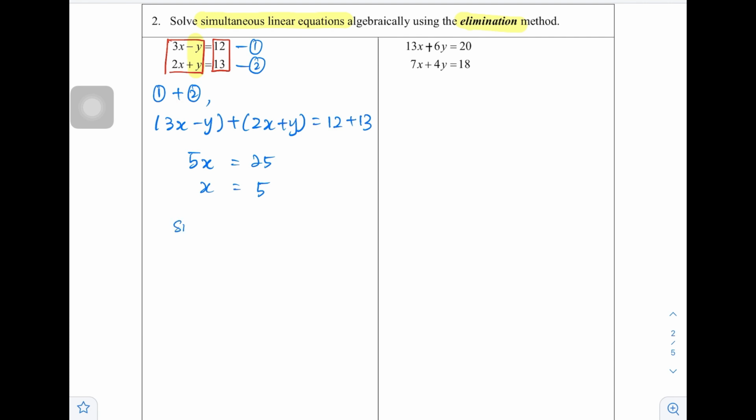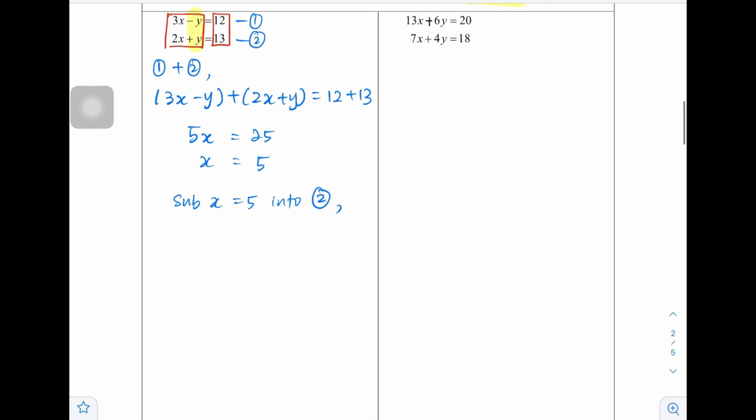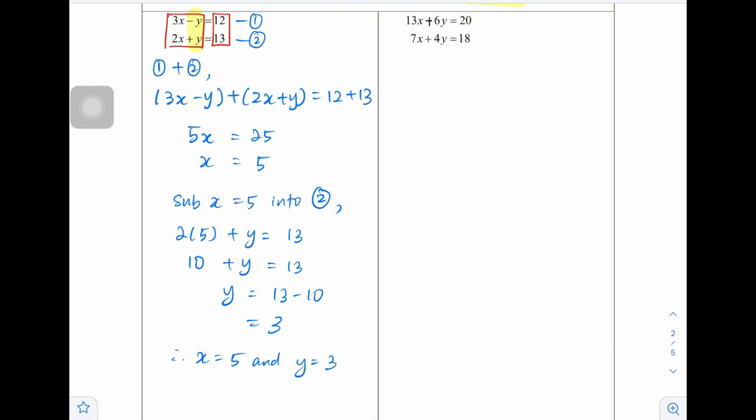Then I need to substitute x equals 5 into either equation 1 or equation 2. In this case, I will choose equation 2 and substitute x equals 5. So I will have 2 times 5 plus y equals 13. This will give me 10 plus y equals 13, so y would be 13 minus 10 equals 3. Therefore, my x is equal to 5 and my y is equal to 3. So now I have solved the first pair of equations.